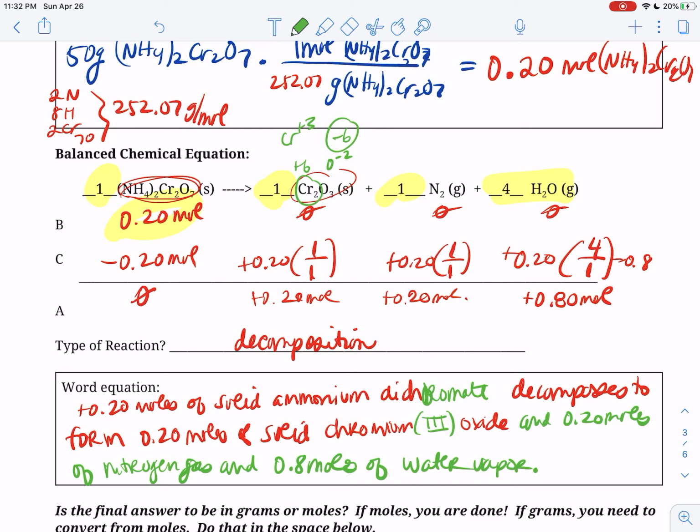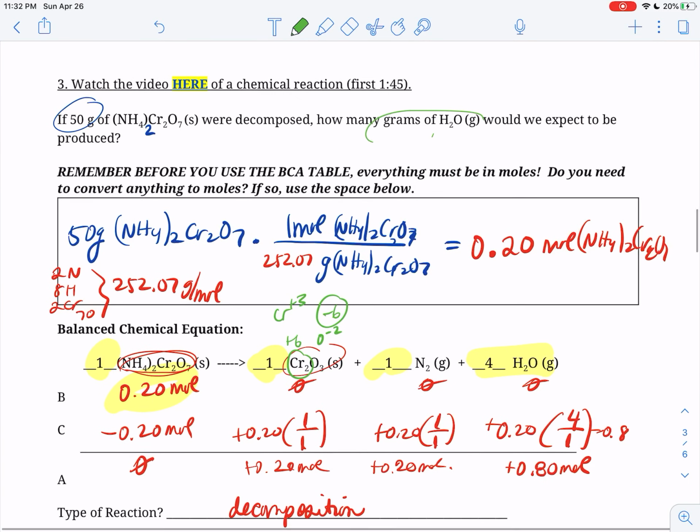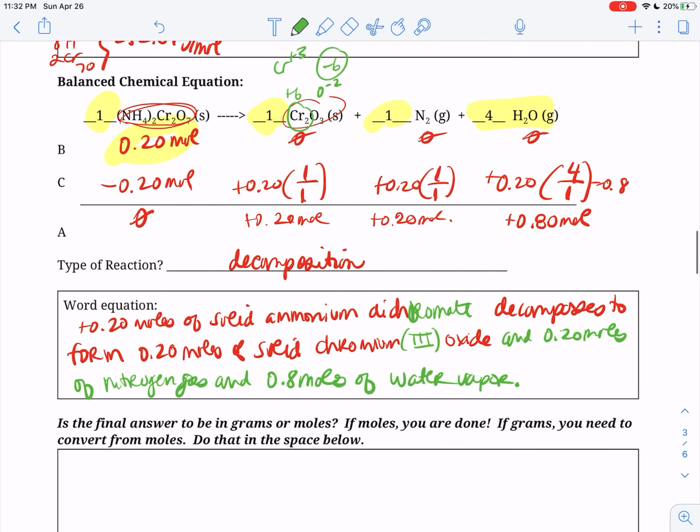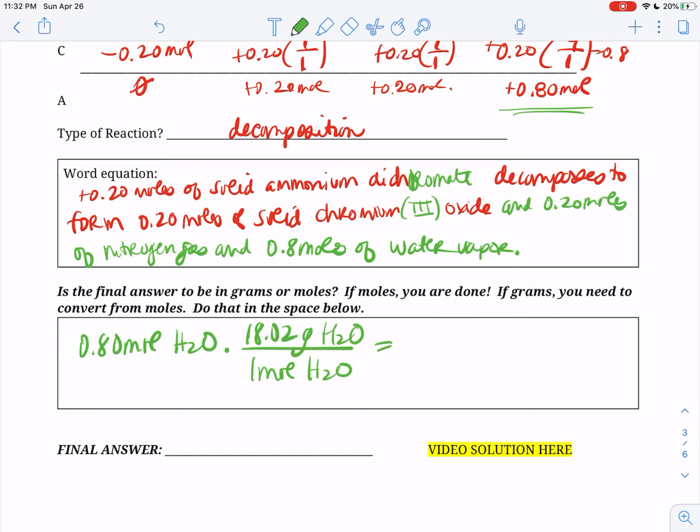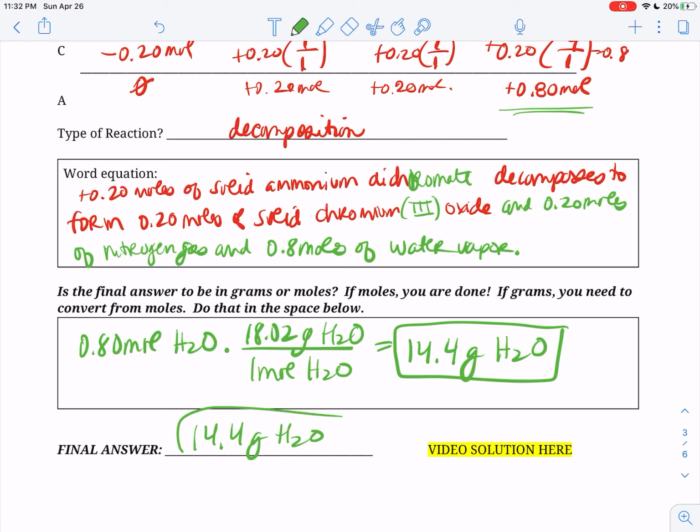Now let's look and see what we actually wanted to find. It's actually the grams, or the mass, of water. So we know that we have 0.8 moles of water, and that is, I think, 18.02 grams of water. You can work that out yourself. So 0.8 times 18.02 is 14.4 grams of water. Okay, so that's my final answer.